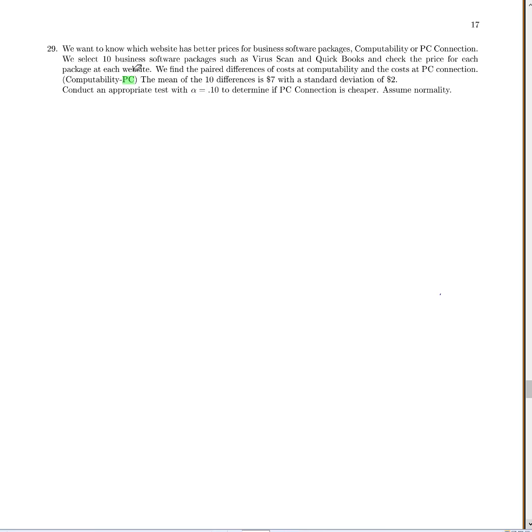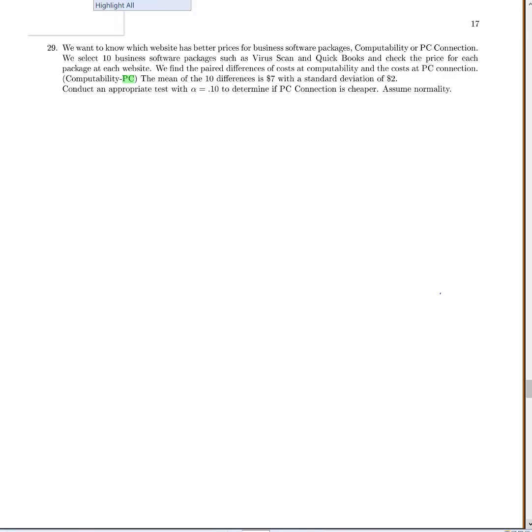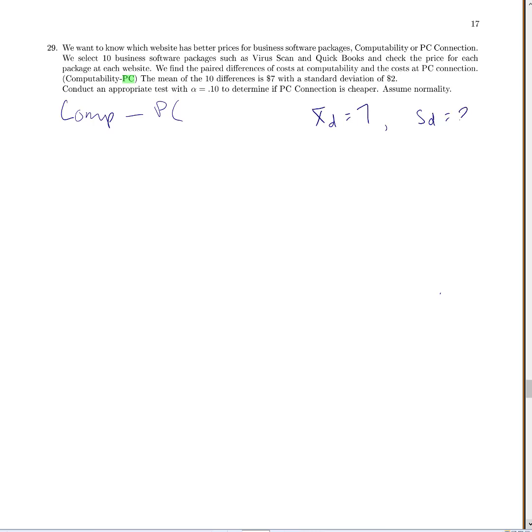Okay, so we find the paired differences of costs. And they did computability minus PC. Now the order that you subtract in is important because that will affect what order you subtract things in later. So we'll make a note that they did computability minus PC. The mean of the 10 differences is 7. So the mean of the differences, sorry, that would be population mean. We don't know that. Our sample mean of the differences is 7. And the standard deviation for the differences is 2.